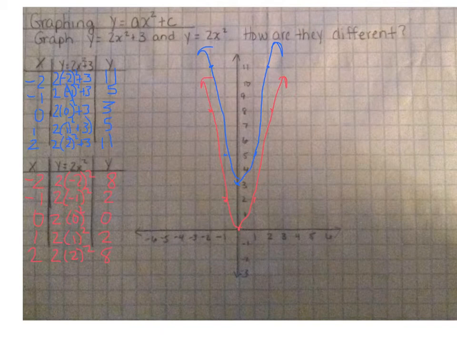Now the question was, how are they different? Okay, and they're different because the graphs are the same shape and same size, but y equals 2x squared plus 3 is shifted 3 units up. So that shows you the relationship between the way these quadratics are written. Y equals 2x squared plus 3 is the same thing as y equals 2x squared, except it shifts it up 3. So when you add 3, it shifts it up. If we were going to subtract 3, it would shift it down.